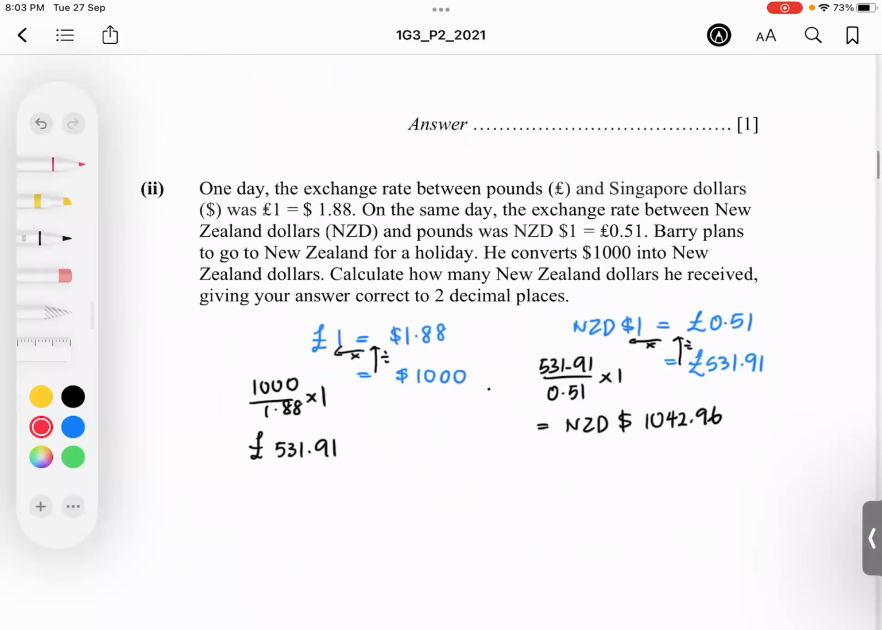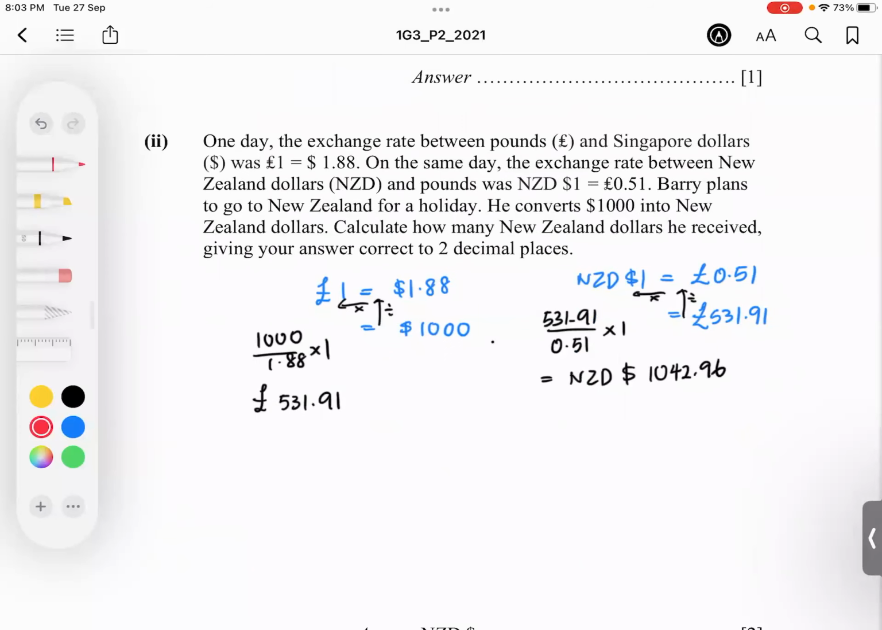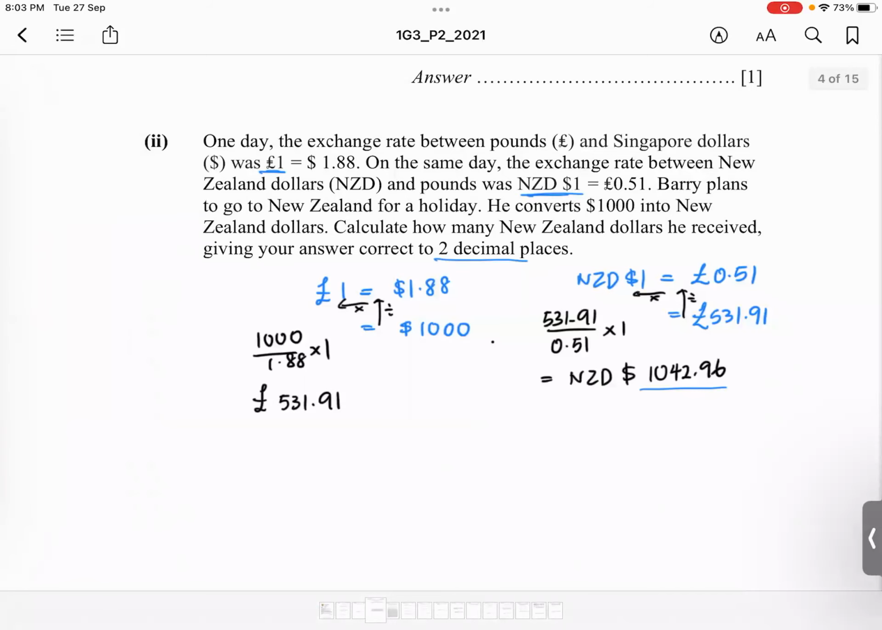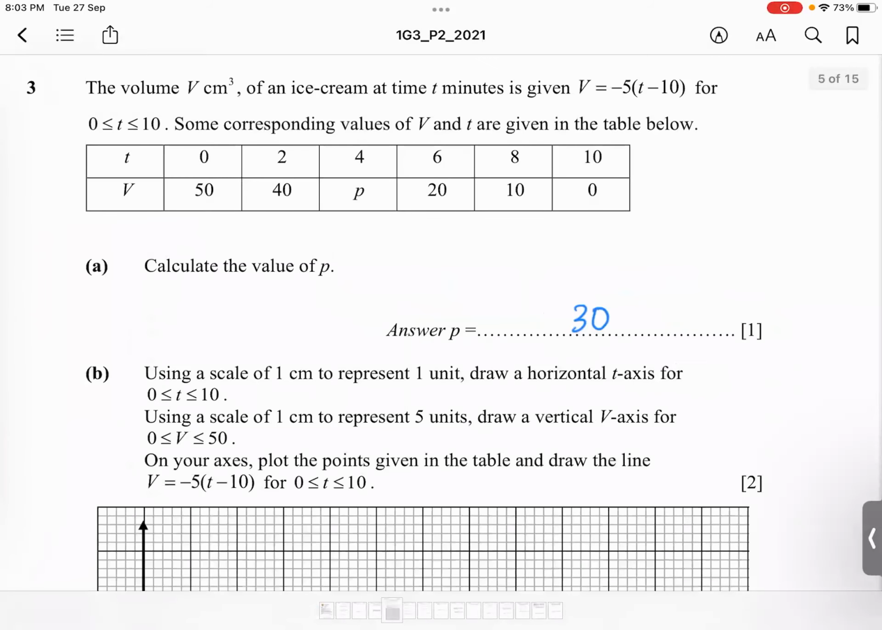Then for this one, exchange rate itself, right? You just need to find, they gave you in terms of pound, and then the pound is related to New Zealand dollars. So you need to do conversion 2 times, right? Then the final answer, remember for money, is 2 decimal places. All right, okay, so these are the few basic questions that you should know how to do. Now I'm going to start on the questions that I need to focus for today.